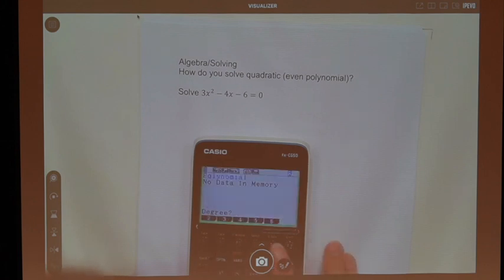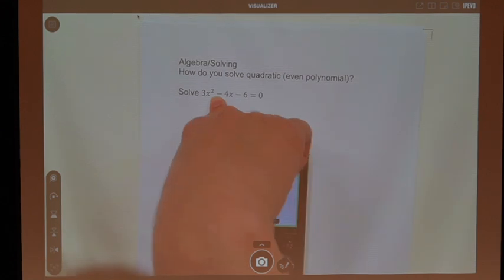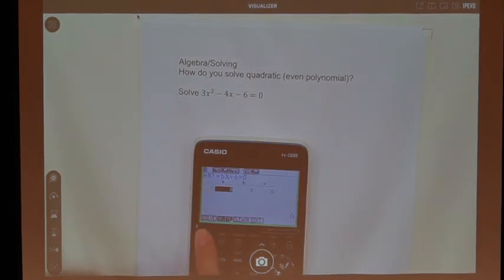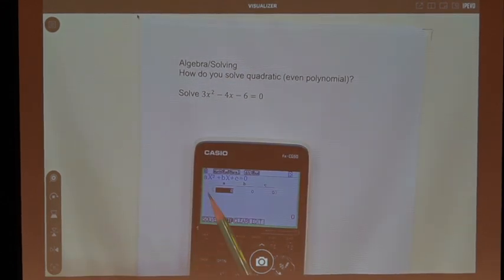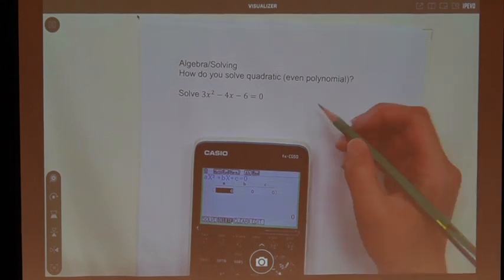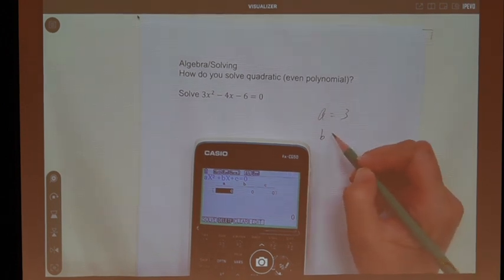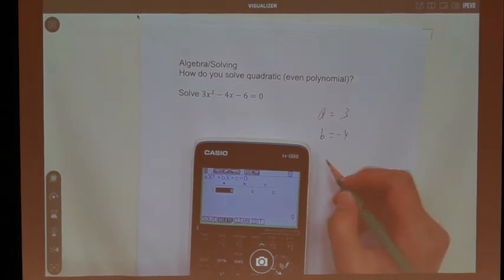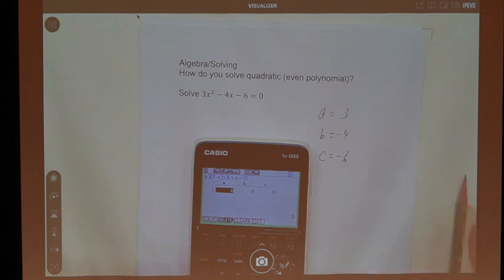Alright, so we have polynomial, this is a degree 2. And then, look at the equation format, A, B, and C, just like our quadratic formula. So A is 3, B is -4, and C is -6. All you need to do is key in the values. Make sure you press EXE to lock in the answer. You got the 2 there.